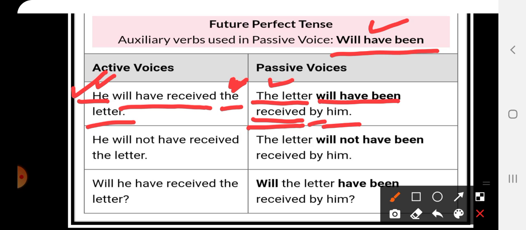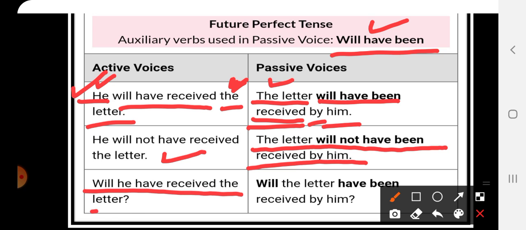This is negative sentence. He will not have received a letter will be changed as the letter will not have been received by him. Next, interrogative sentence, will he have received the letter will be changed as will the letter have been received by him.